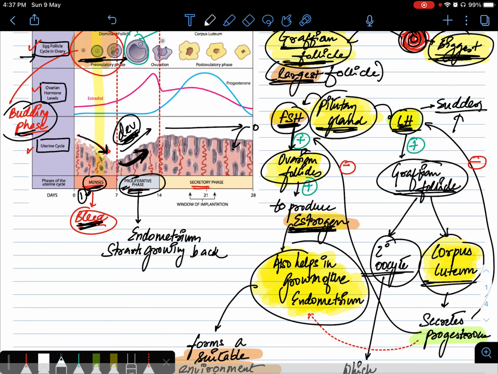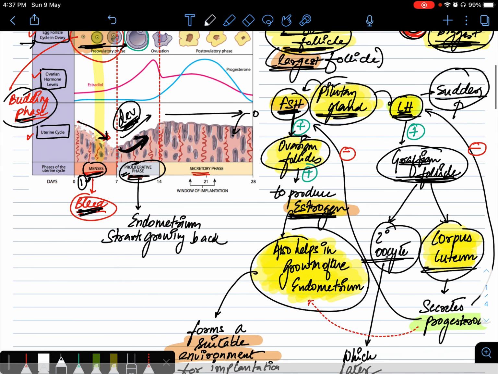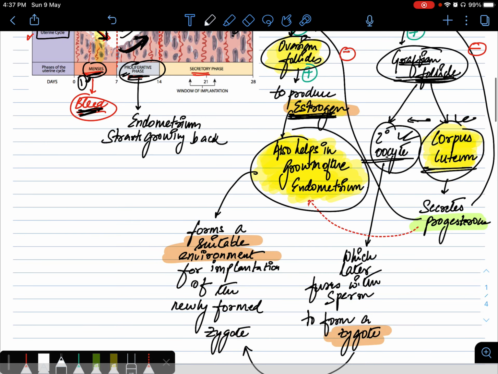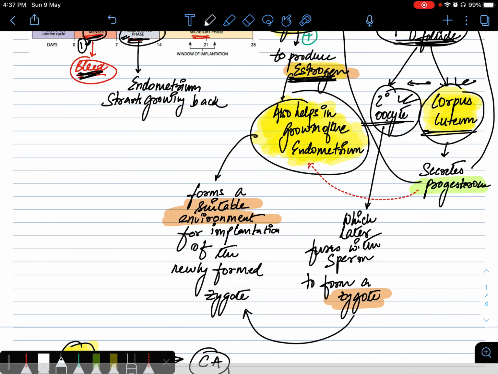Now the LH surge will occur here, and the Graafian follicle will develop because of the LH surge. During this LH surge, the Graafian follicle will split into two, forming the secondary oocyte and the corpus luteum. Now, what is the secondary oocyte? The secondary oocyte is basically what we call the egg. It will fuse with the sperm to form the zygote. This will come later.